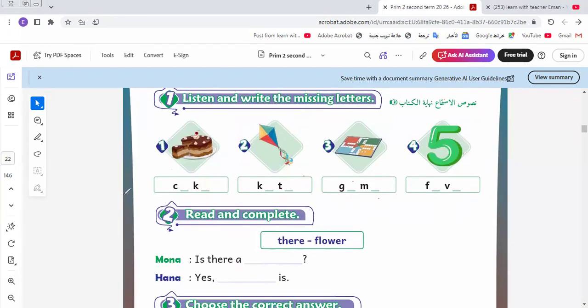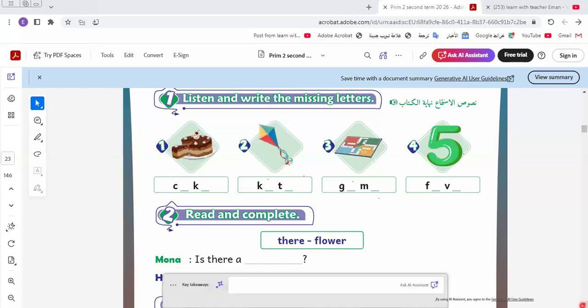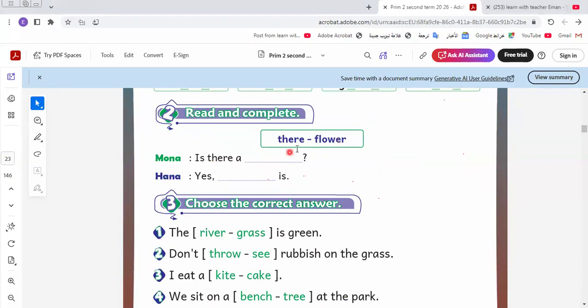Here I put cake. Here is A and E. Here is kite. You can keep the vocab to answer the rest of the questions. Let's do this exercise. I answered an exercise like this one during the unit. Here we say, is there a flower? Yes, there is.